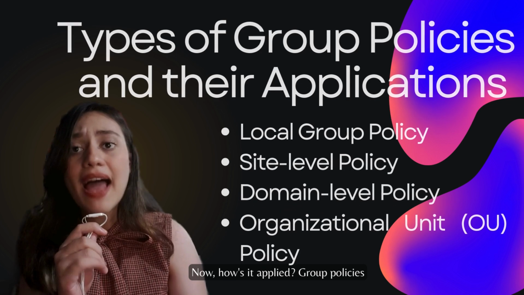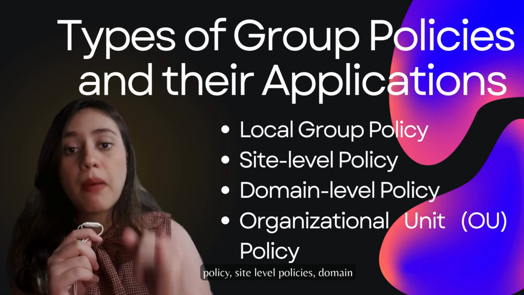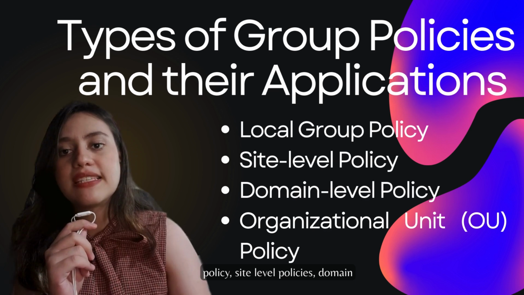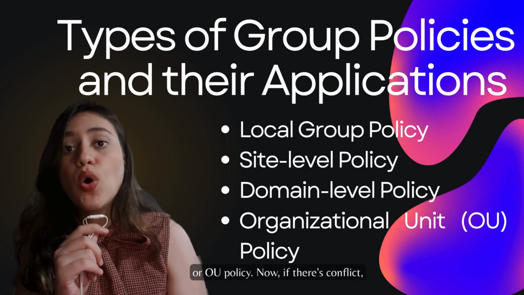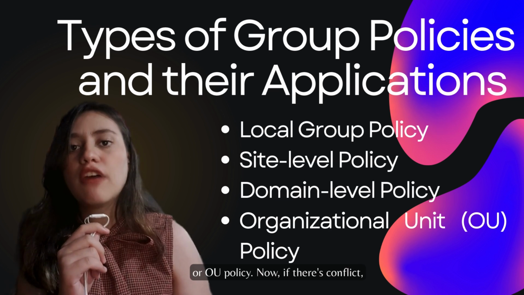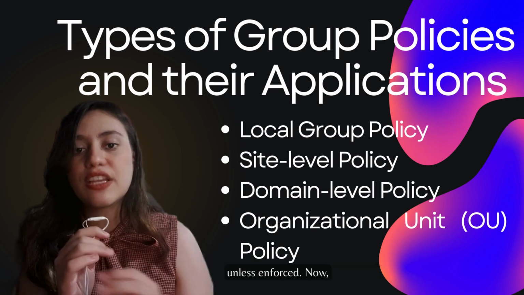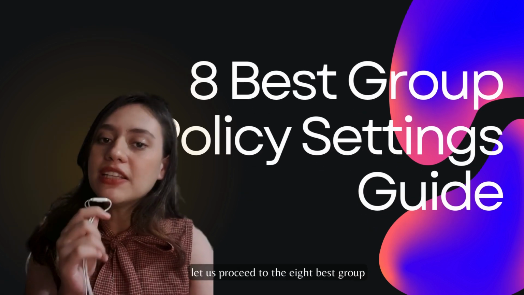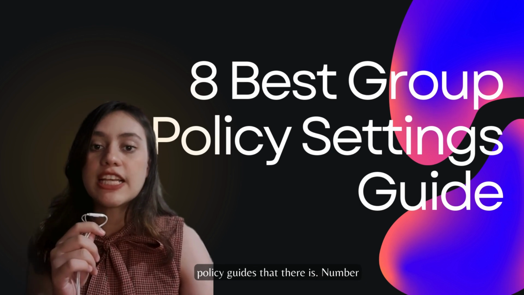Now, how is it applied? Group policies are applied in this order: local group policy, site level policies, domain level policy, and organizational unit or OU policy. Now, if there's a conflict, the last applied, or the OU level, usually wins unless enforced. Now, let us proceed to the 8 best group policy guides that there are.